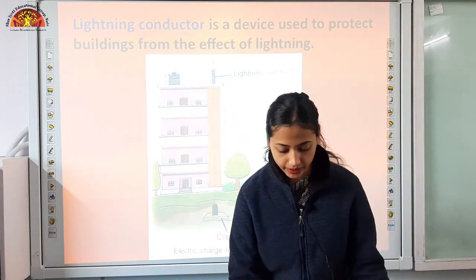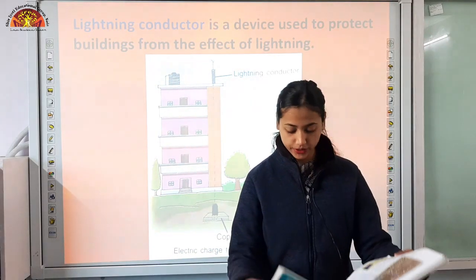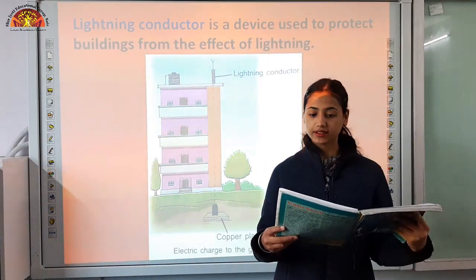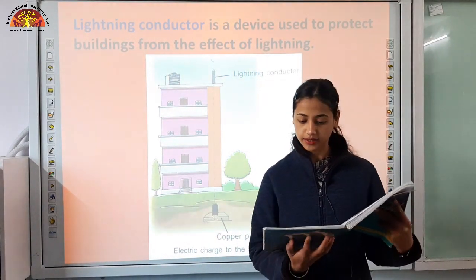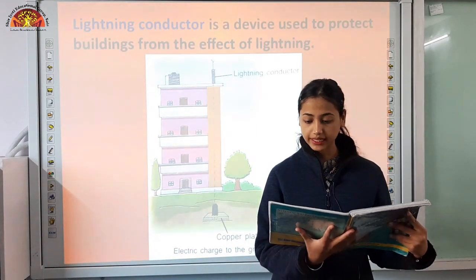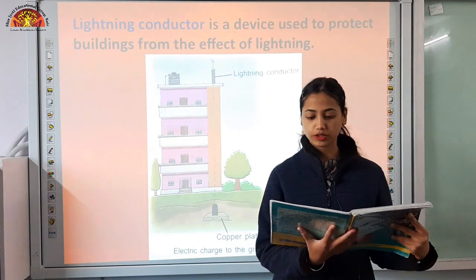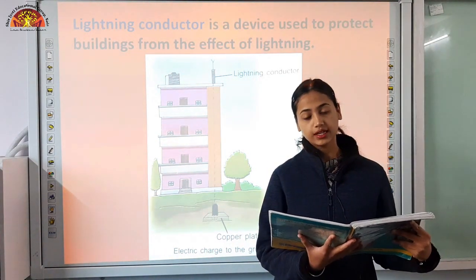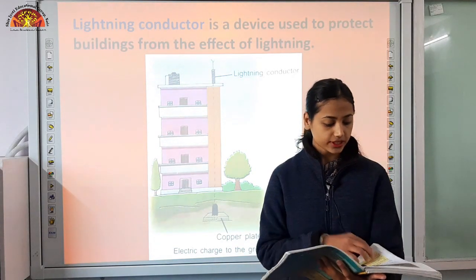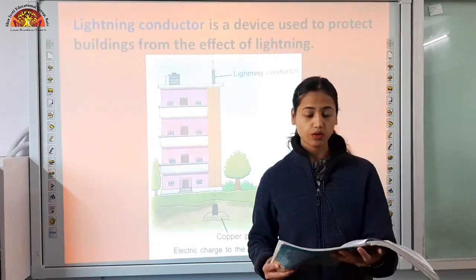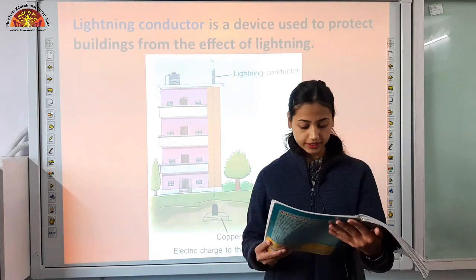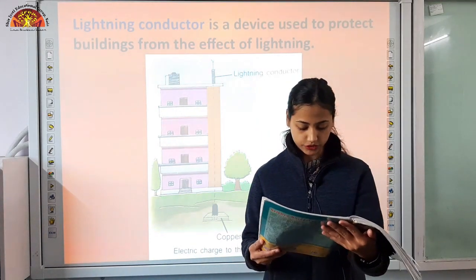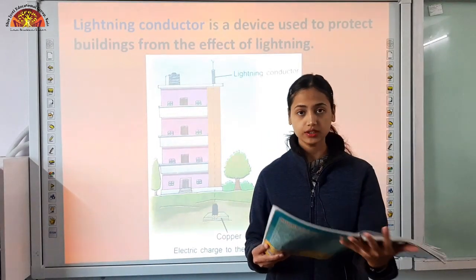So here comes your next internal question, which you have to write on page 199. What is a lightning conductor? And mark the answer. A lightning conductor is a device used to protect buildings from the effect of lightning. And there is one more internal question, 197. What is earthing? Earthing is the process of transferring charge from a charged object to the earth.